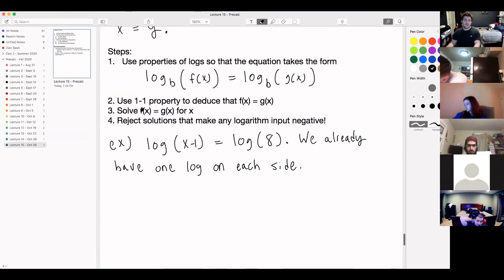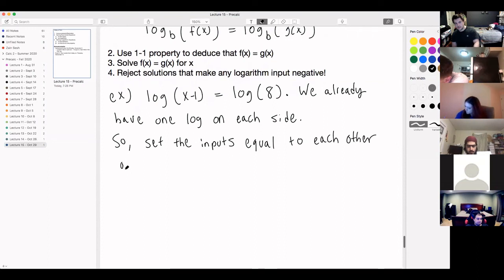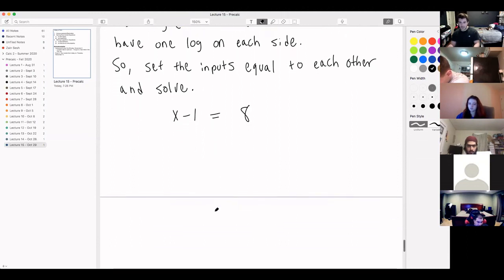Okay, so step two is we can set the inputs equal to each other and solve. So the inputs here are x minus 1 and 8. Those are the things that you set equal to each other. So x minus 1 will be equal to 8. And of course you can just add 1 to both sides here and you'll get that x is 9.